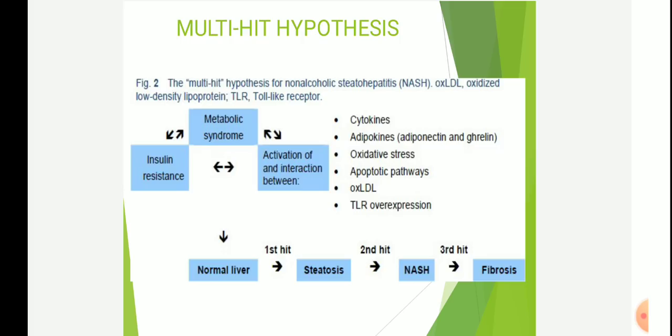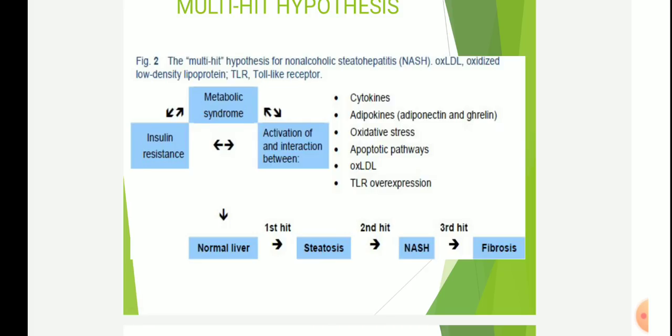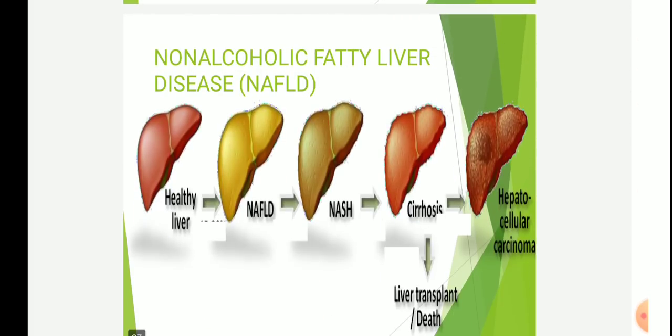Multi-hit hypothesis: various levels of action. Insulin resistance causing metabolic syndrome. Those are all reversible there. There is activation and interaction between the cytokines, the adipokines, and the oxidative stress. So normal liver leads to steatosis, leading to NASH, leading to fibrosis. This is a beautiful diagram; you have to put this flowchart in the exam when asked.